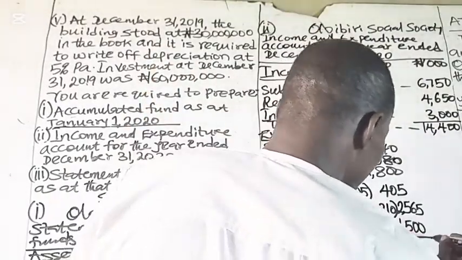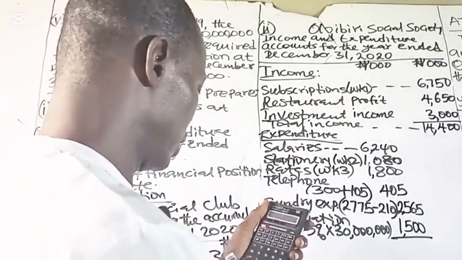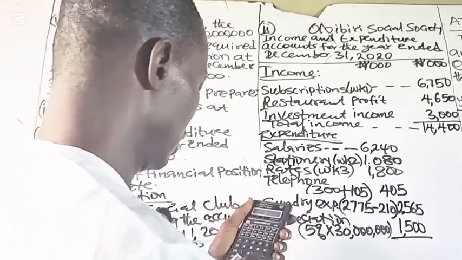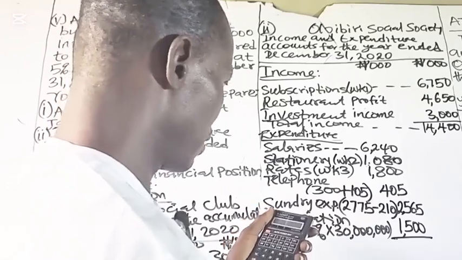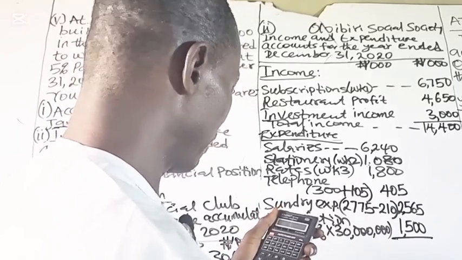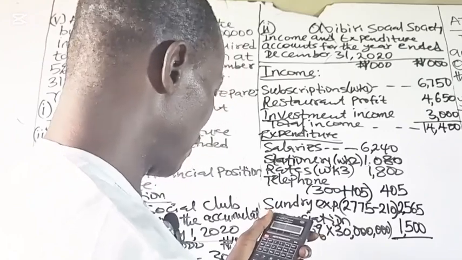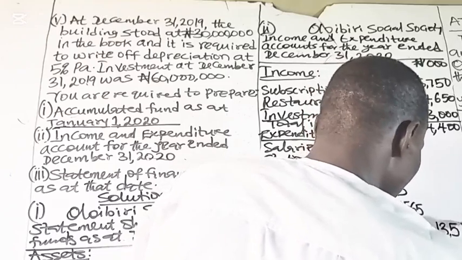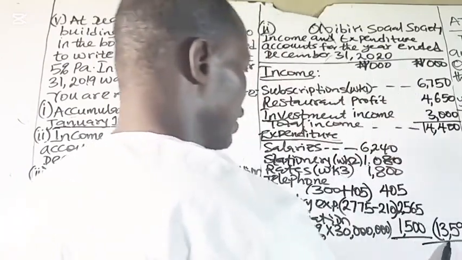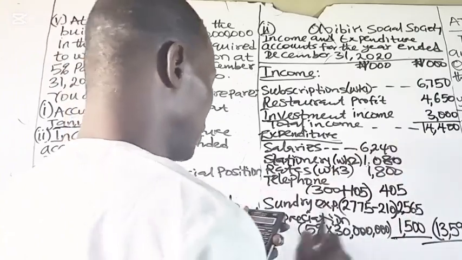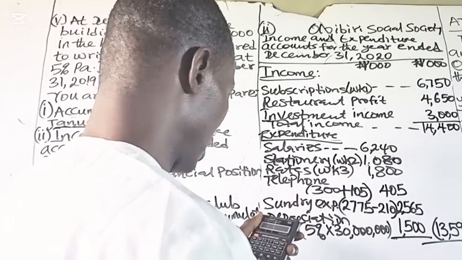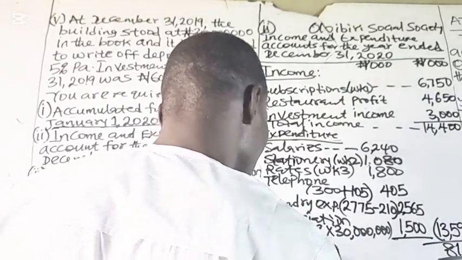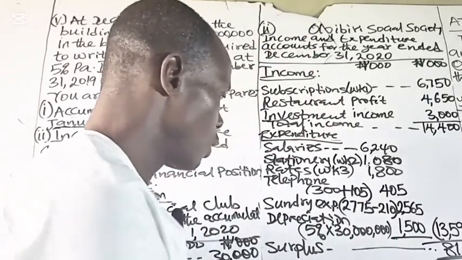So now let's add all the expenditure items. So 6,240 plus 1,080 plus 18 plus 405 plus 2,565 plus 1,500. That gives us 13,590. That is the total expenditure for the year. You now deduct the expenditure from total income of 14.4 million. Then you have 810,000 as the surplus. That is excess of income over expenditure.